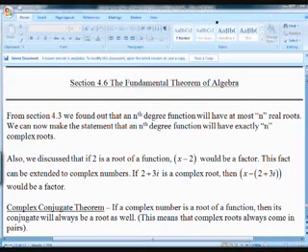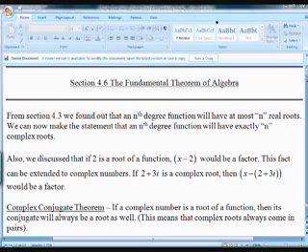Section 4.6, Fundamental Theorem of Algebra. It's a real short lesson, won't take us but a second to do it. So from section 4.3, we found out that an nth degree function will have at most n real roots. And I talked about this yesterday. We can now make the statement that an nth degree function will have exactly n complex roots.